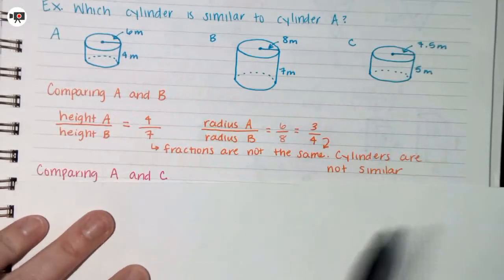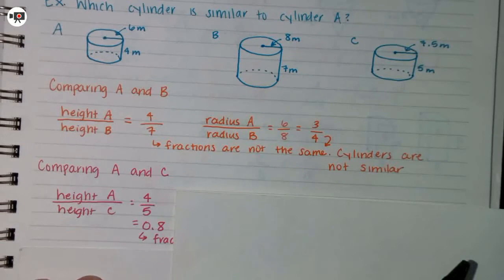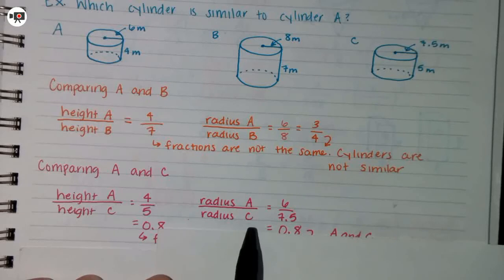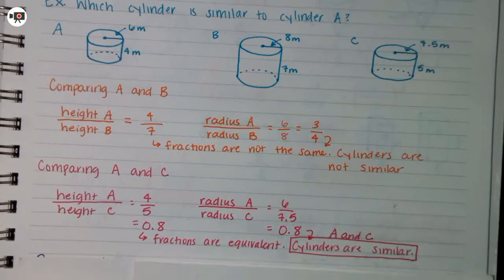So let's check A and C. Height of A over height of C is 4/5, which could be written as 0.8. Then the radius of A over the radius of C is 6 over 7.5, which also can be written as 0.8. These fractions are equivalent, and so the cylinders are similar.